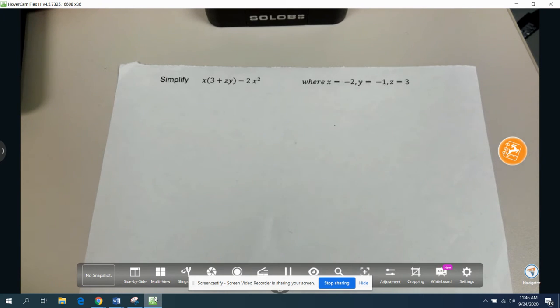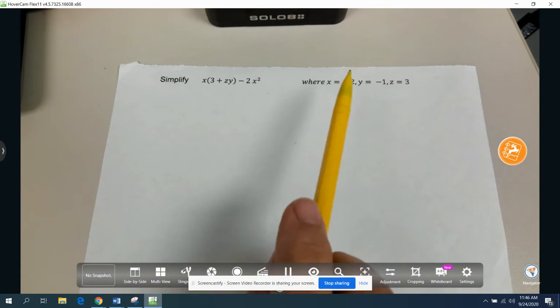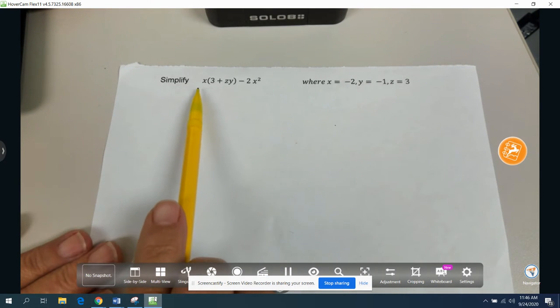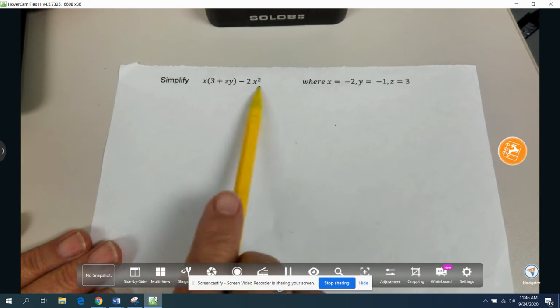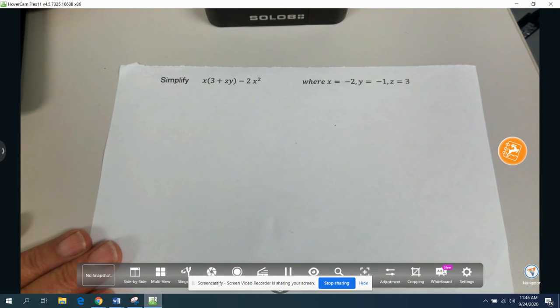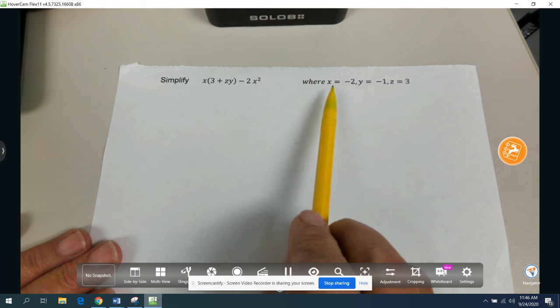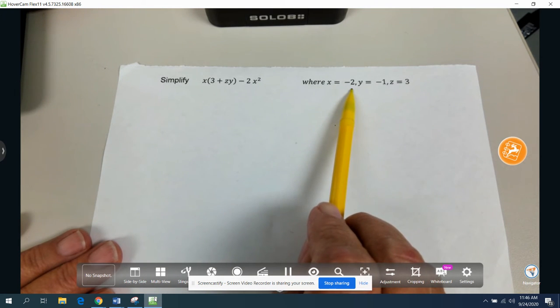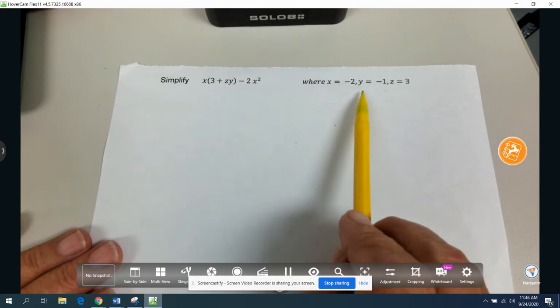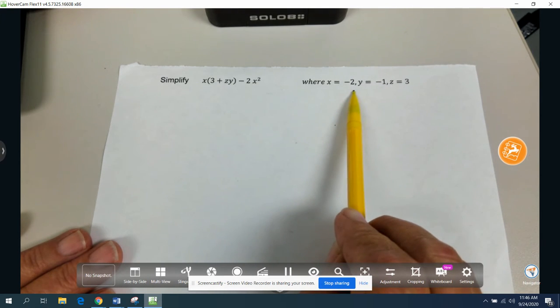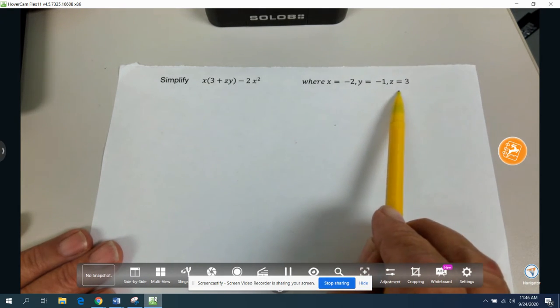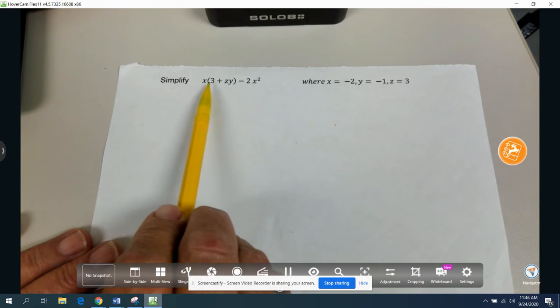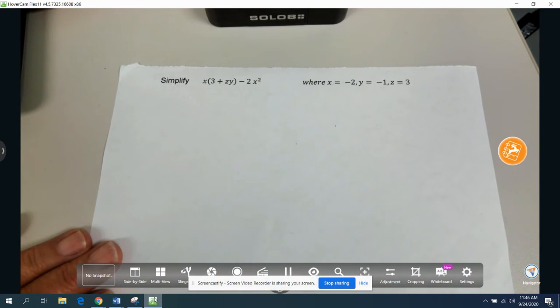So first off, the very first thing I said that we needed to do: this is an expression and it's got X, Z, and Y in several places. In order to come up with a one-number answer, wherever you see X, you have to substitute -2 in. And you have to substitute -1 in for Y. And you have to substitute 3 in for Z.